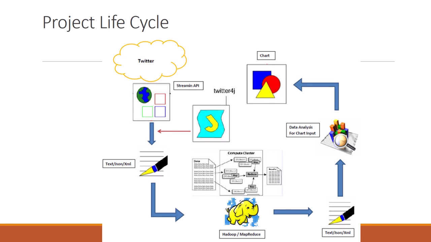This is kind of an example of the process where you start with Twitter, the streaming API, and bring in the Twitter4J API data access. It's then transformed into the specific file, brought into Hadoop and MapReduce, which stores it and turns it into a more manageable process, then converted back into the correct data file, and then applied to the data analysis and any charts that were to be created from that.